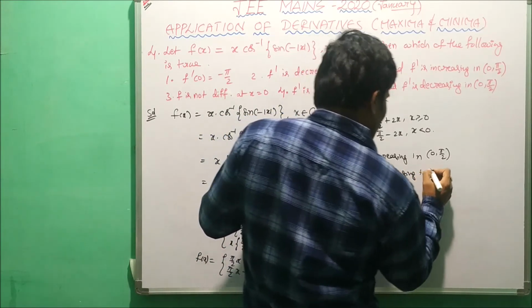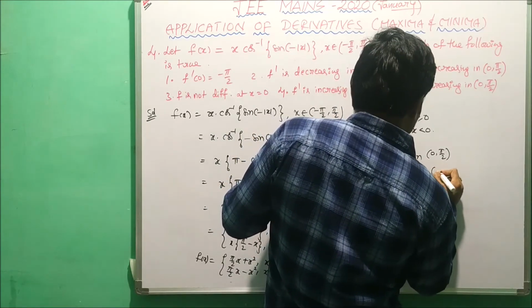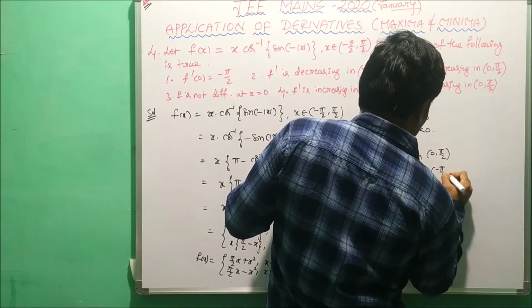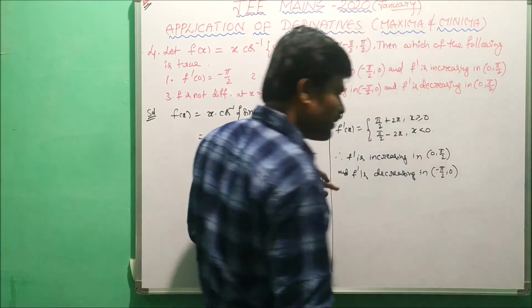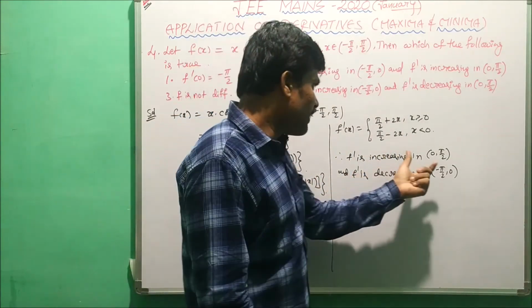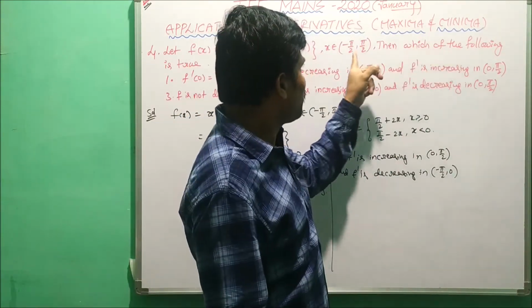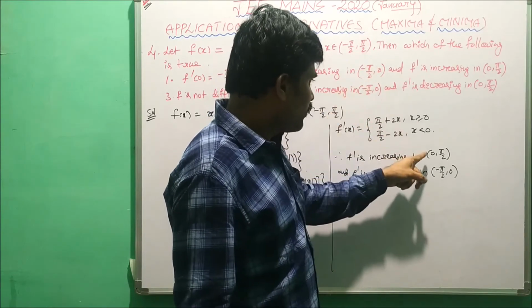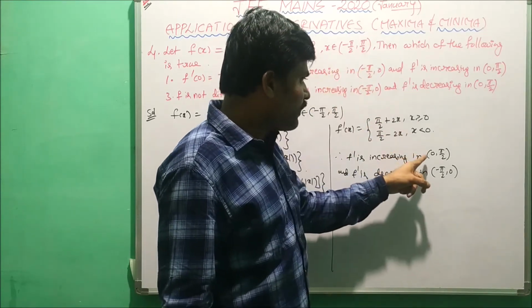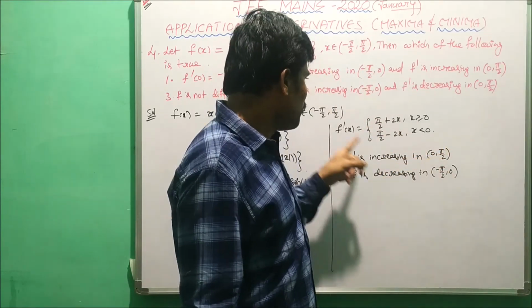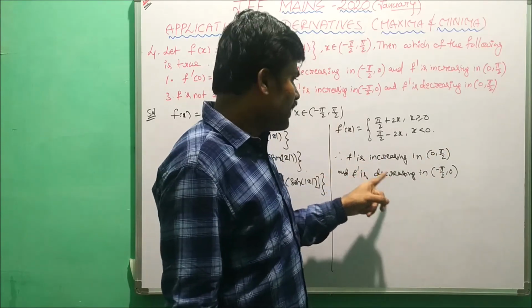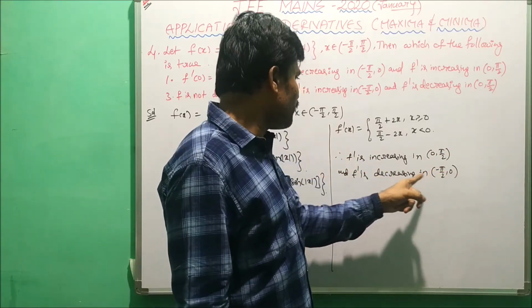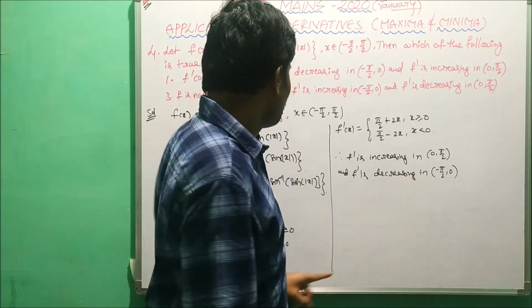in minus pi by 2 to 0. Now we divide the interval minus pi by 2, plus pi by 2, that can be divided into two subintervals. In 0 to pi by 2, f dash x is increasing, in minus pi by 2 to 0, open interval, f dash is decreasing. Now which is in the options?